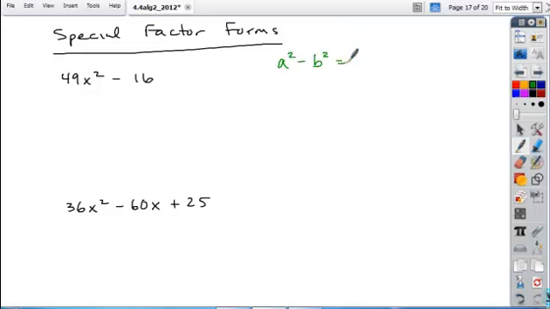If you have a form a squared minus b squared, it will always factor into the sum and difference of those bases being squared. So the bases a and b, the sum of them times the difference. Okay, so looking at this example here, can we express each of these terms as a perfect square, a base that's being squared? What base would you square to get 49x squared?